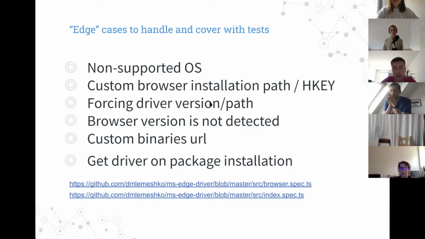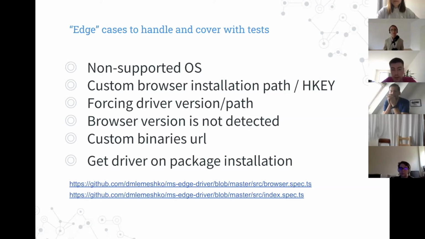Custom binaries URL. For example, some companies might have specifically disabled access to the internet, and you cannot download resources like the driver from a public resource online. But at the same time, you have your own Artifactory that manages resources. In this case, you can just override the URL where you store this driver. So instead of downloading from the Microsoft site, the wrapper will go to some Artifactory of your own.